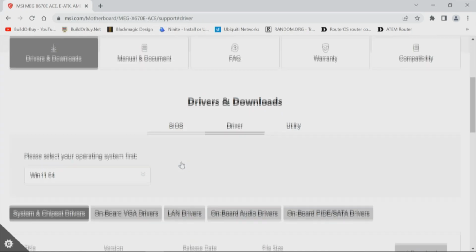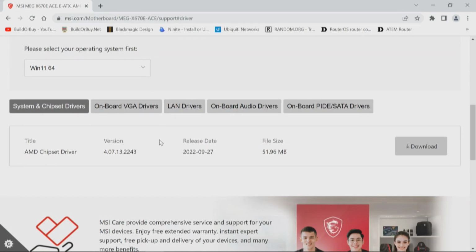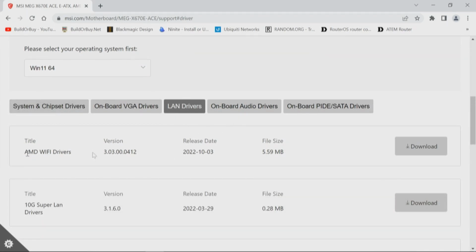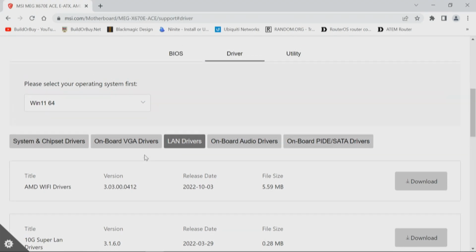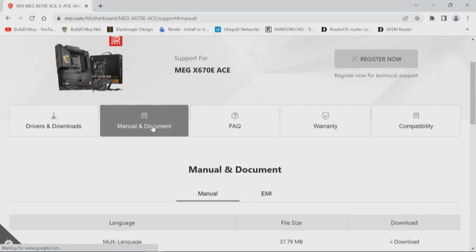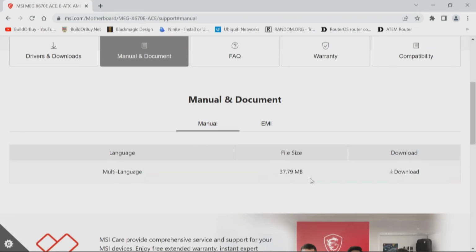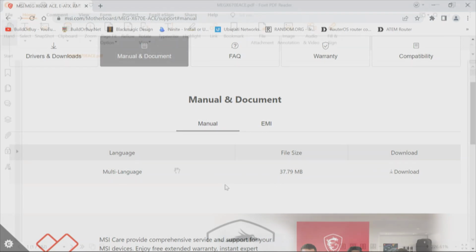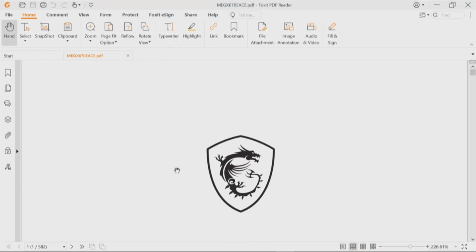We had hoped by looking at drivers, we'd be able to figure out what's going on with the LAN, and that helps to reinforce AMD Wi-Fi drivers, which tells us that's the AMD MediaTek chipset, and the 10 gigabit SuperLAN Marvell chipset, which they're now showing. What we want is the manual, 1 manual multi-language, and it's pretty big, nearly 40 megabytes. And this manual is like 582 pages.